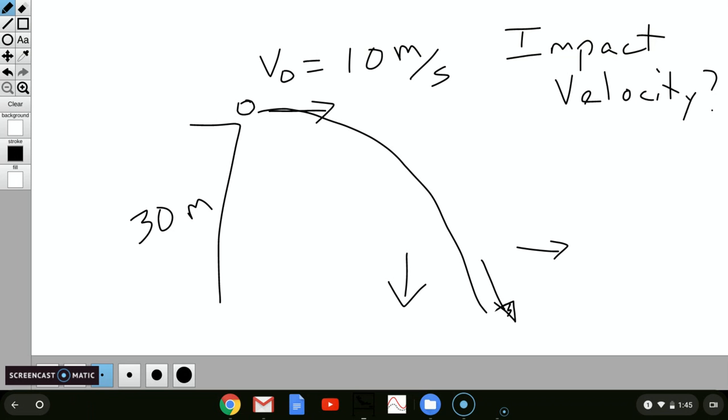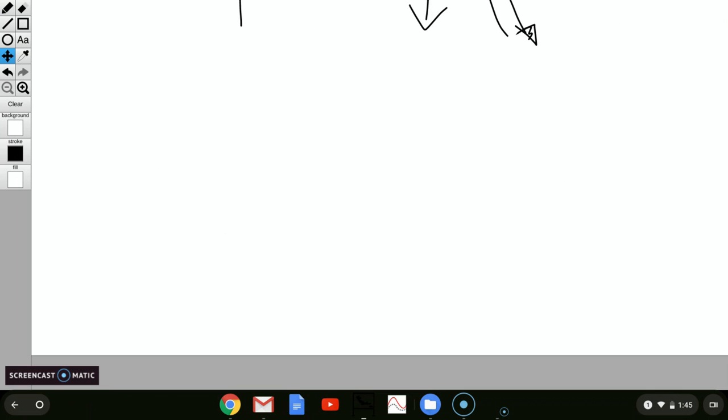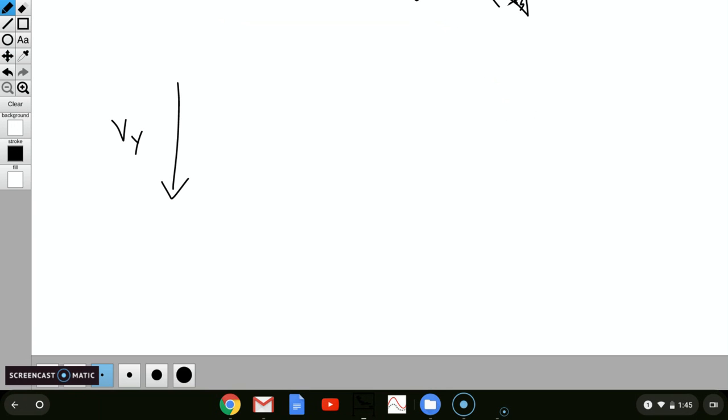Now, believe it or not, this is not all that difficult. It's just a simple vector addition is what it really boils down to. So if we take a look here, we know that eventually we're going to have some component in the y direction and some component in the x direction, and that will end up with some resultant velocity. So this is our resultant velocity right there. We'll just call that v.